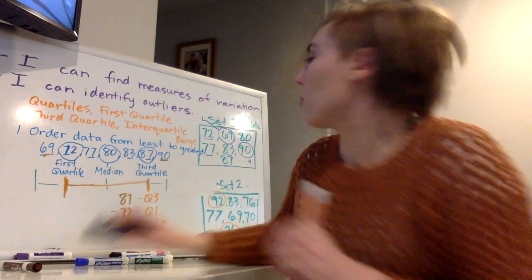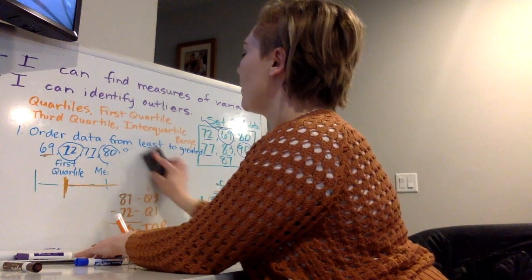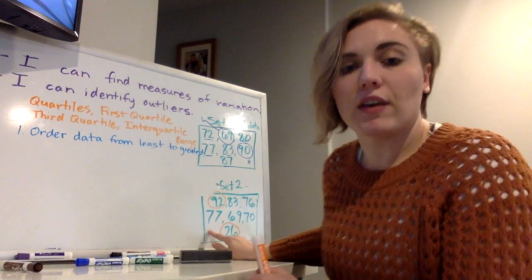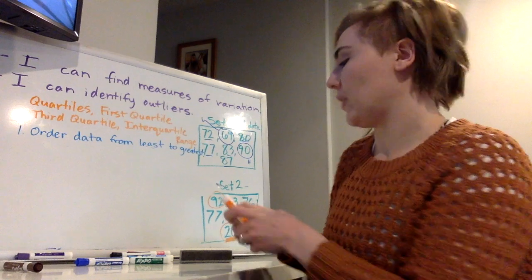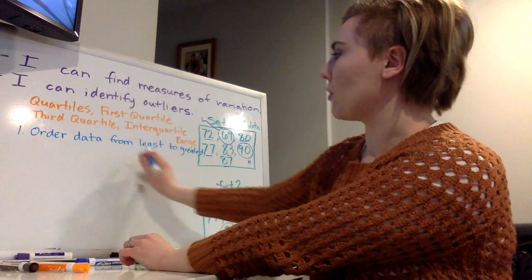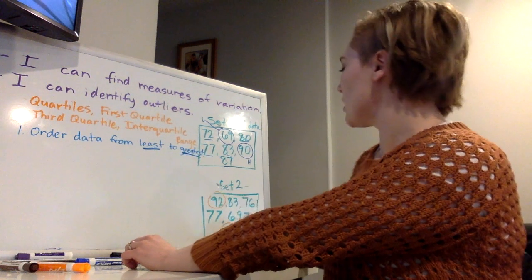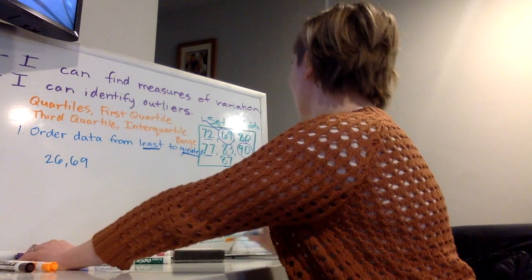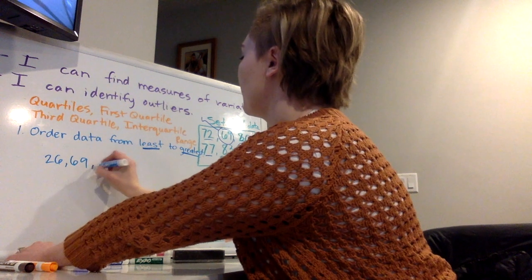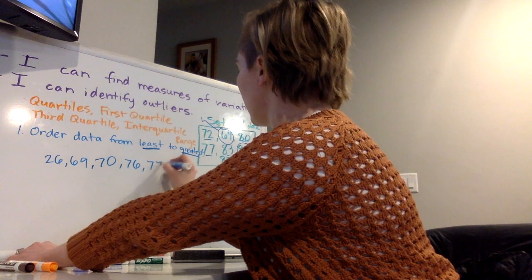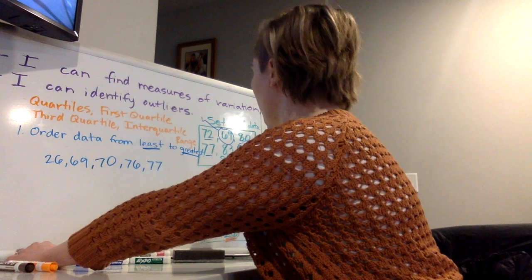I do have like 1 more minute left, so I'm going to see really quickly if we can hurry up and find the interquartile range for the second set of data, okay? We've got 1 minute. So the smallest one, because we're ordering data from least to greatest, is 26, sorry. And then we've got 69, and then we've got 70, then 76, 77, 83, and 92.